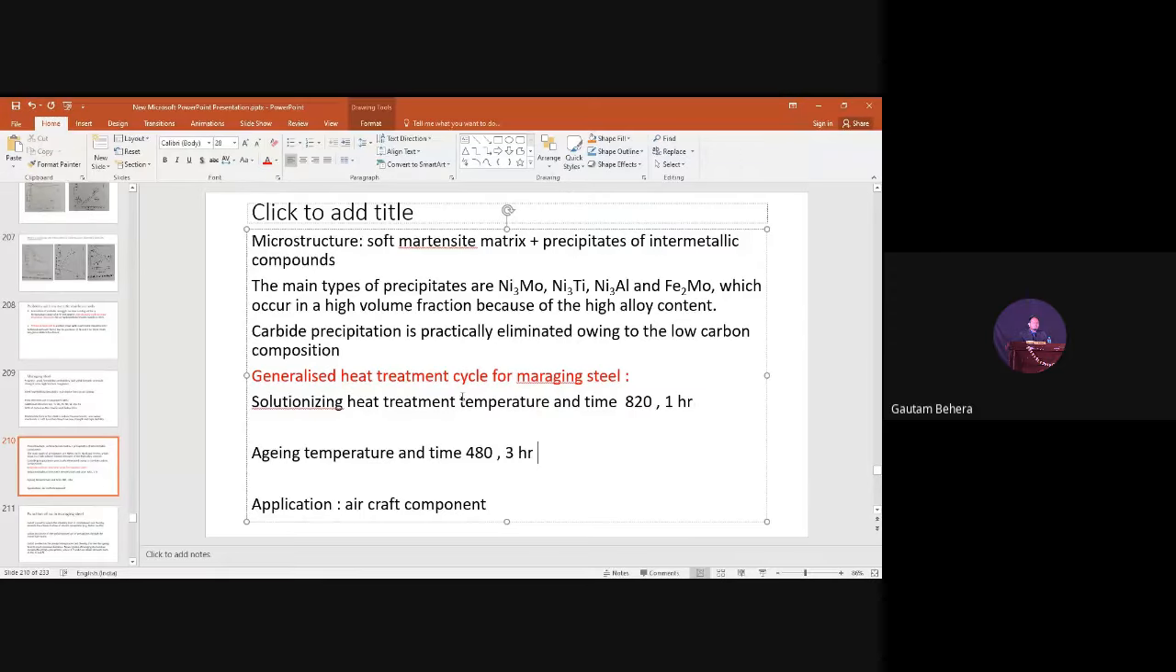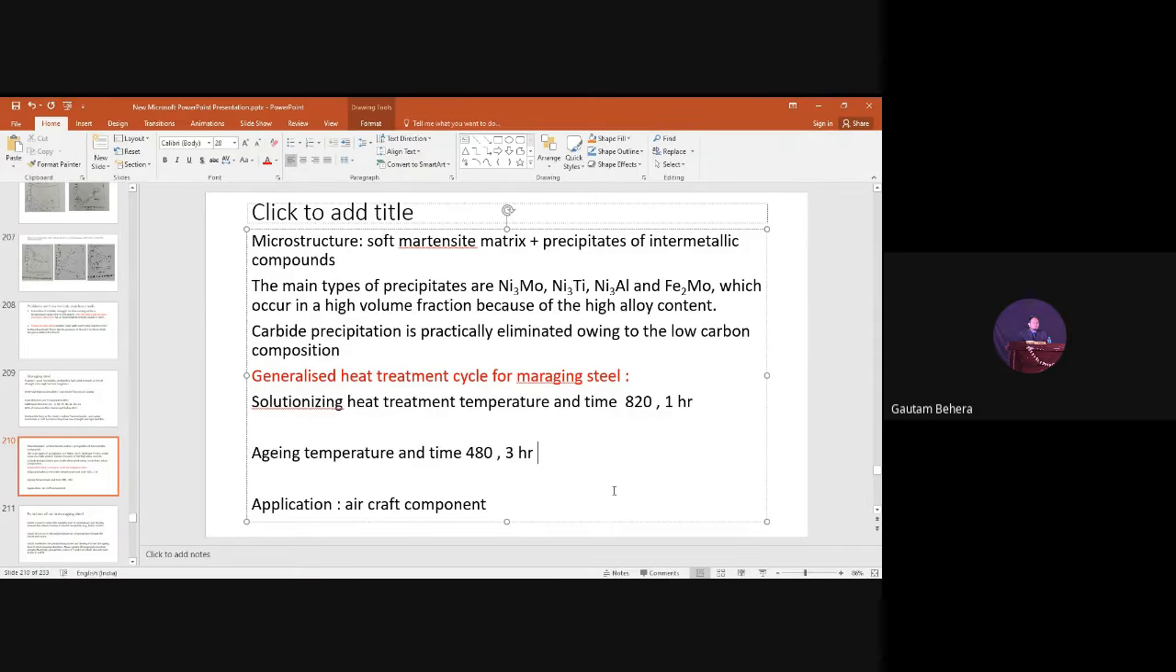Then after that, what do we have to do? We have to reheat the steel. That is called the aging temperature, 480 degrees centigrade for 3 hours. Due to this aging heat treatment, we will have these kinds of precipitates, these kinds of intermetallic compounds. So the soft martensite matrix will have this kind of intermetallic compounds.